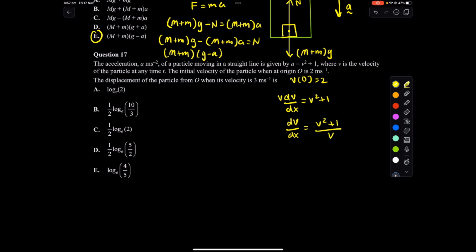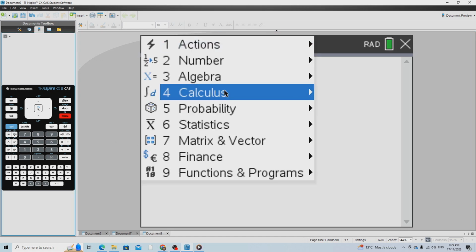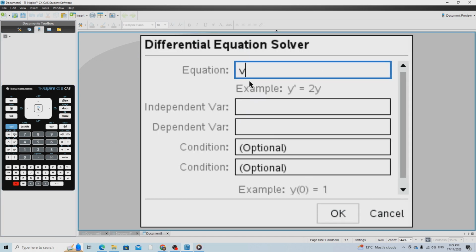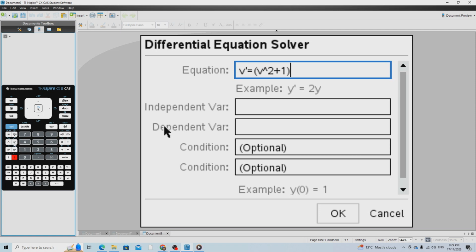Look, I'm going to be honest. Let's just use our differential equation solver to do this as quickly as we can. So go menu, go into calculus, go down to differential equation solver. So what's our equation? Well, our equation in this case is v dash is equal to v squared plus 1 divided by v.